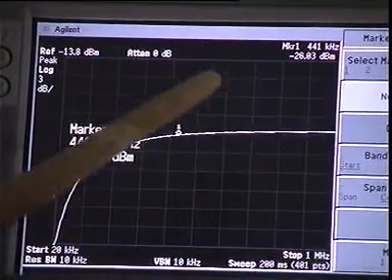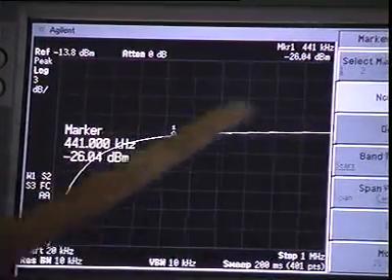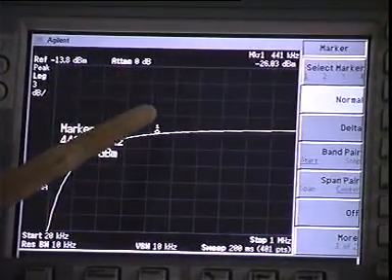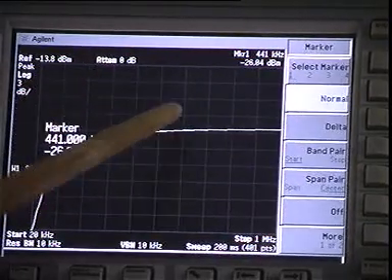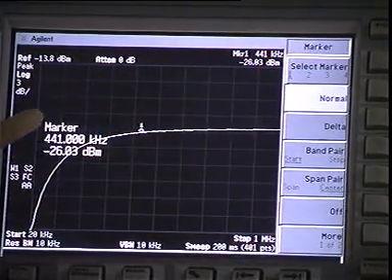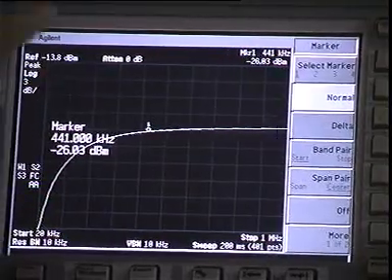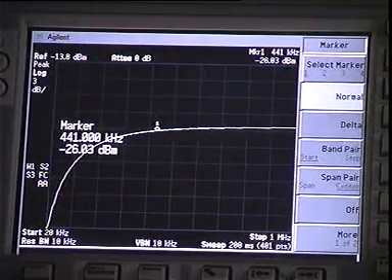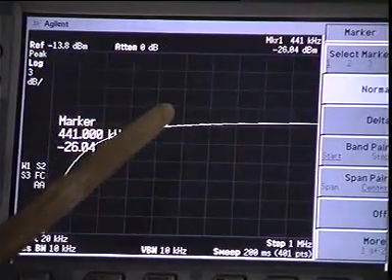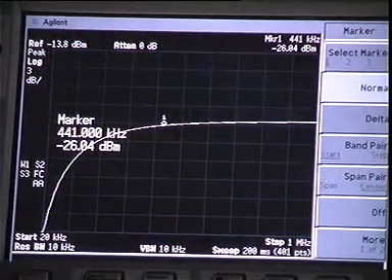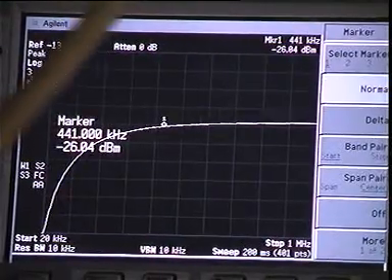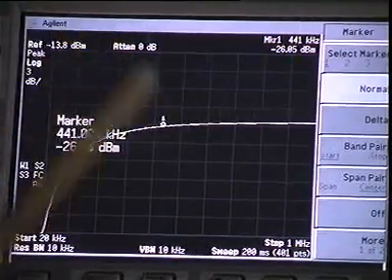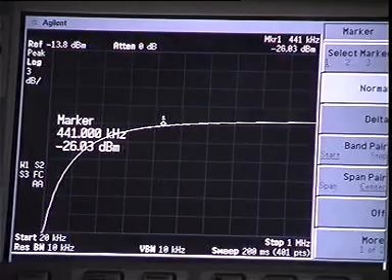Okay. Likewise, you see the power here is almost constant. So I can pick up any such point and then come 3 dB down. I note the power at this point, come 3 dB down, and the corresponding frequency is the cutoff frequency. Now this is roughly, let's say right now, 441 kilohertz at minus 26.04 dBm. So if I come 3 dB down, I must come to minus 29.04 dBm. Okay. So let's move this marker.